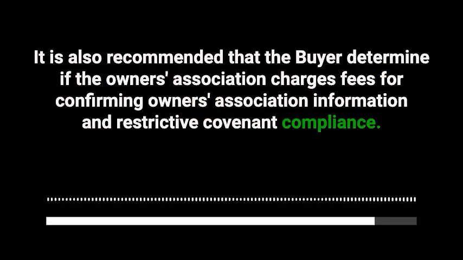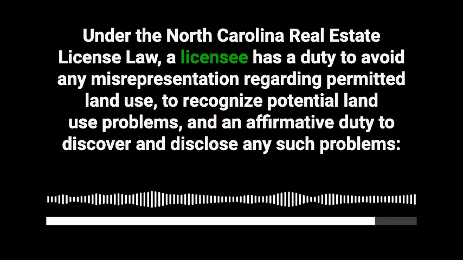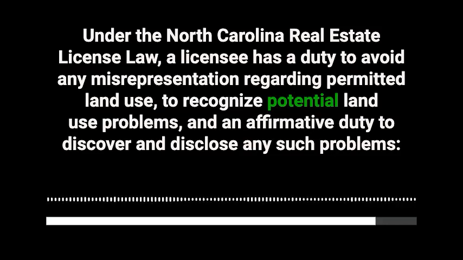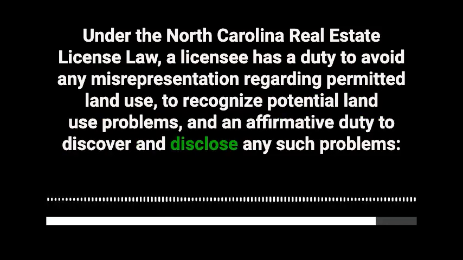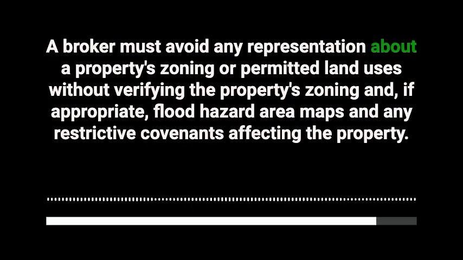restrictive covenant compliance. Under the North Carolina Real Estate License Law, a licensee has a duty to avoid any misrepresentation regarding permitted land use, to recognize potential land use problems, and an affirmative duty to discover and disclose any such problems. A broker must avoid any representation about a property's zoning or permitted land uses without verifying the property's zoning, and, if appropriate, flood hazard area maps and any restrictive covenants affecting the property.